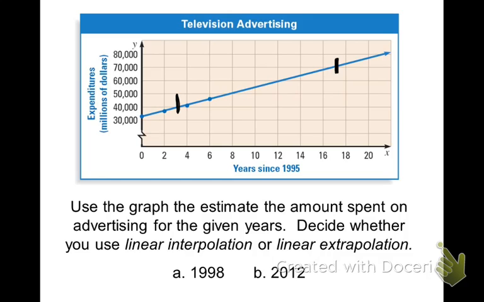And since the data points that we know are down here, and the point that we want to know is up here, we call that extrapolation because that point is outside of the points that we're using in our data.